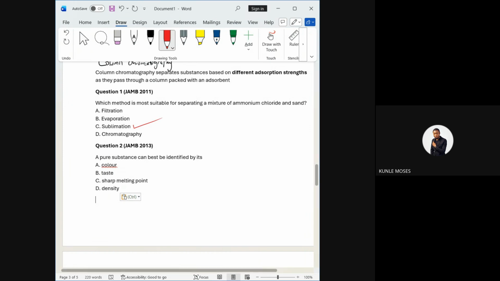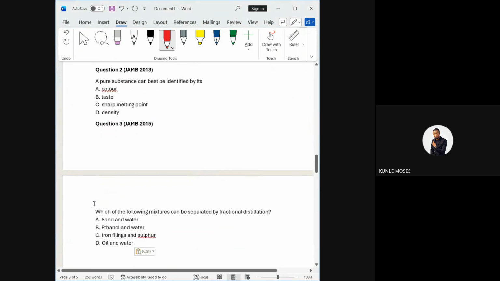So, Suzanne, my friend, how are you? Over to you. Fine. So, this is your own question, from 2015. Which of the following mixtures can be separated by fractional distillation?